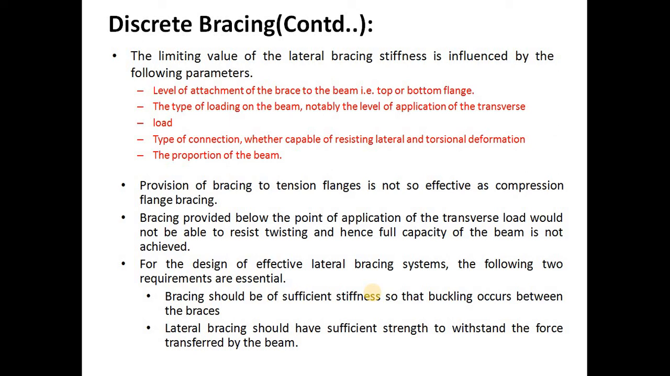The provision of bracing to tension flanges is not so effective as compression flange bracing, because the main instability occurs in the compression flange and not in the tension flange. So always, if you connect the bracings to the top flange, I mean to say the compression flange, it will be much more effective. Bracing provided below the point of application of the transverse load would not be able to resist twisting, and hence the full capacity of the beam is not achieved.